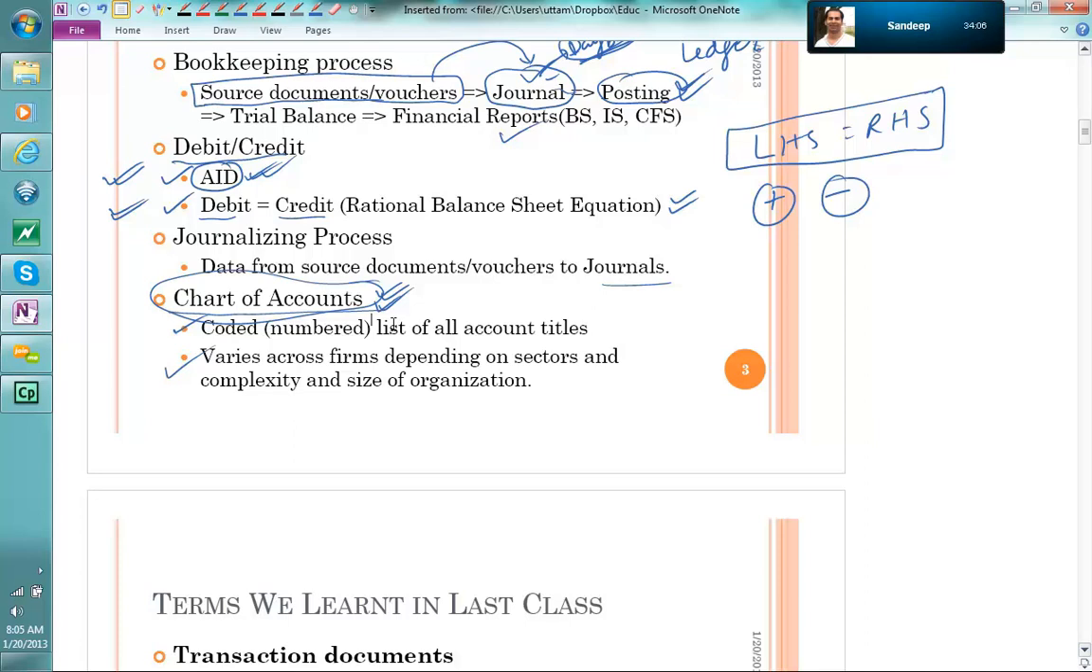When we say double entry accounting system, debit must be equal to credit. It should not happen that you are trying to equate debit to credit and a particular account is not part of the double entry accounting system. Those things are clearly listed in the chart of accounts. Any examples of the heads which will not be part of a double entry?